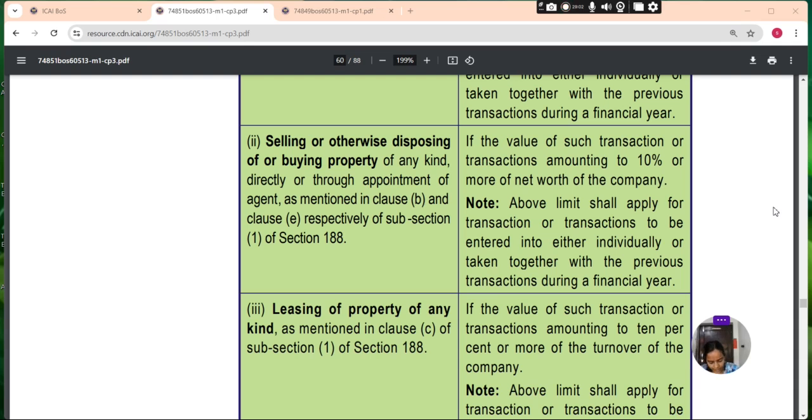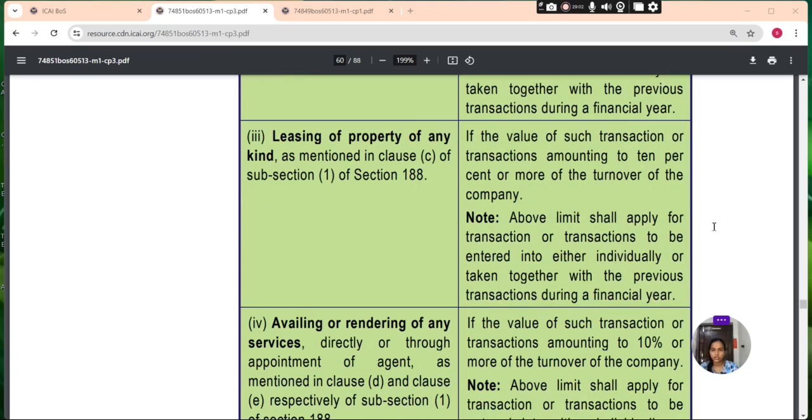Leasing of property of any kind, as mentioned in clause C of subsection 1 of section 188. If the value of such a transaction or transactions amounts to 10% or more of the turnover of the company, the above limit shall apply for the transactions to be entered into either individually or taken together with the previous transactions during the financial year.